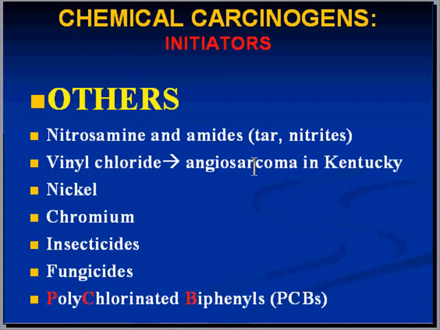They noticed at a Goodyear rubber company in Kentucky that people who worked there were developing angiosarcomas. They traced it down to vinyl chloride. Many of the metals on the periodic table, nickel, chromium, are absolutely known carcinogens, as are insecticides, fungicides, and of course the PCBs, which are blamed for destroying the environment and causing global warming. They also are indicted in causing cancer as well.